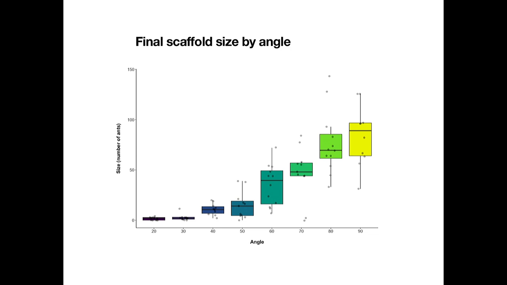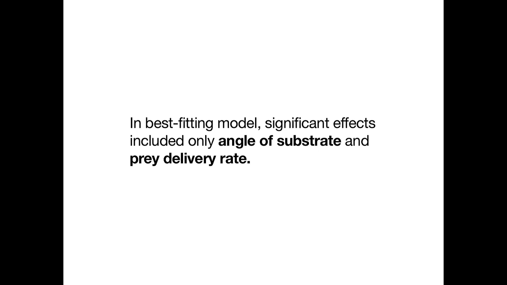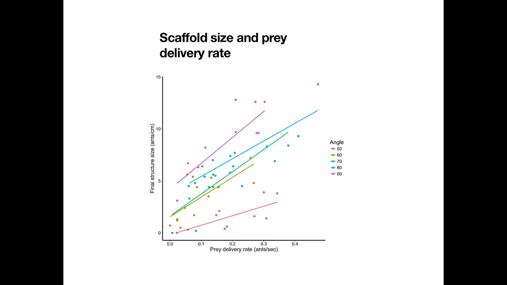And of course, the angle of the surface seems to be very important. So again, this is just now plotting, for each angle, the size of the structures that formed. And so we did find that angle is the most important factor. Kind of surprisingly, rather than traffic rate, it was the rate of prey delivery that was also another significant effect that we found. And here's just a rough visualization of the relationship between prey delivery rate, which is just measured as number of ants carrying prey per second, and the final size of the structure.